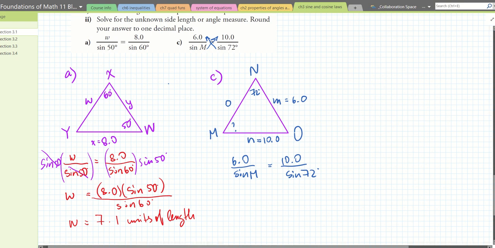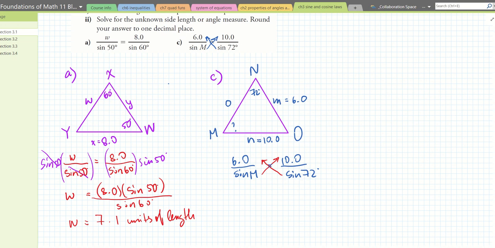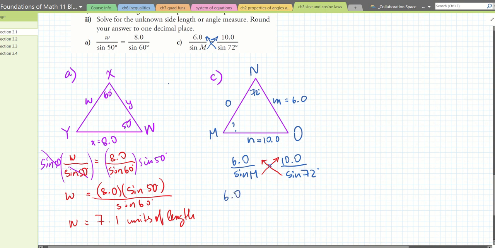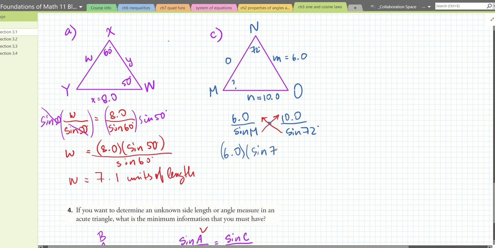Again, we're cross multiplying in all of these questions. Some of them, there's just one step. In this case, we need to do 2 cross multiplications. So we need to move sine M to the top. We can do maybe 2 steps in one go here and move this part to the top as well if you want. In that case, we're going to end up with 6.0 times sine of 72 degrees equal to 10.0 times sine M. So again, cross multiplication, stuff that you know since elementary school.